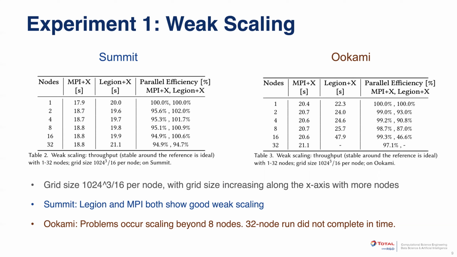As we can see, the results on Summit indeed show the expected behavior for both MPI+X and Legion+X. On Okami, the weak scaling results are solid up to 8 nodes. However, Legion+X is less promising with 16 nodes and could not complete in time on the 32 node case.